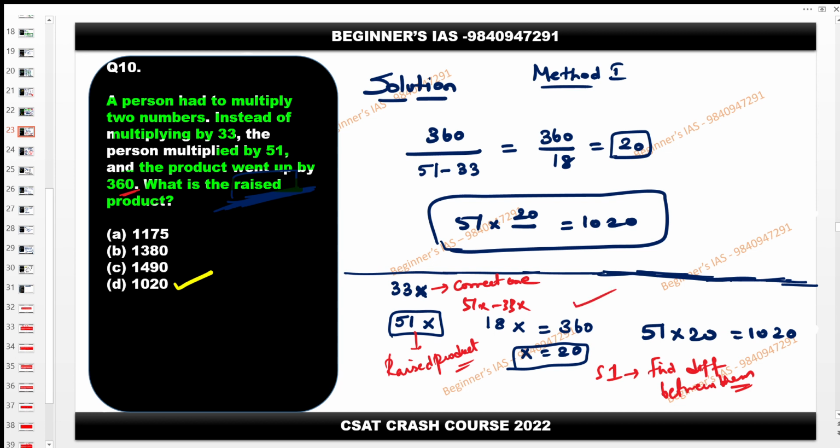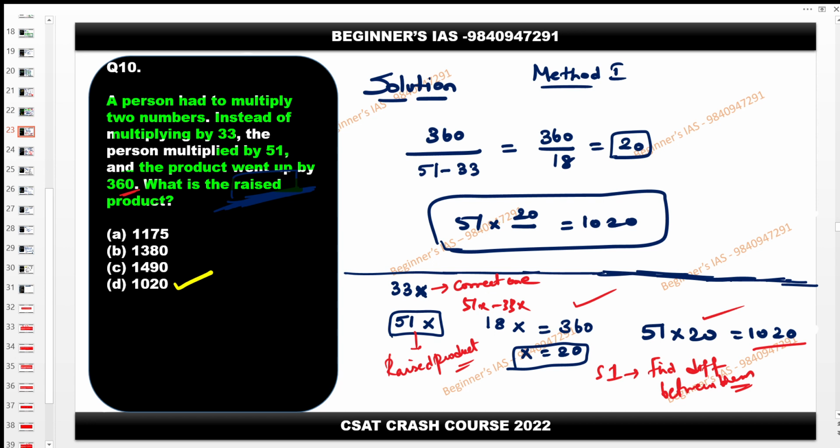The question is what would be the raised product? Raised means 51x. Therefore 51 into 20 is 1020. If the question is dealing with the original or the correct product, then the answer is 33x. Clear? This concept? Can you repeat one more time?